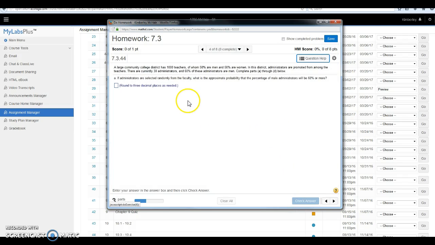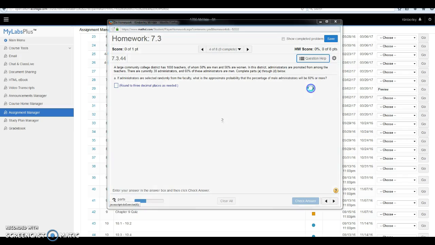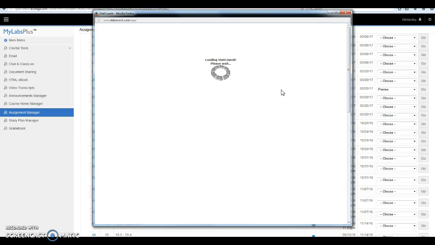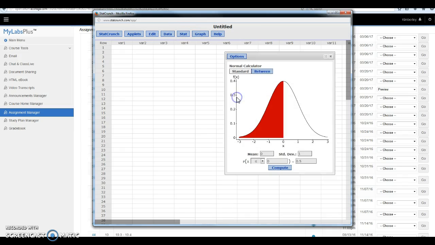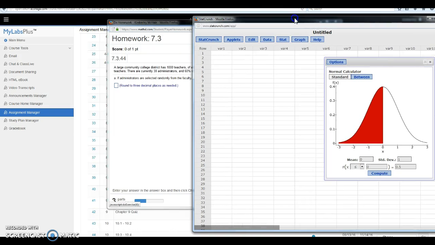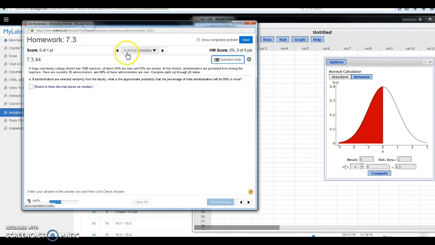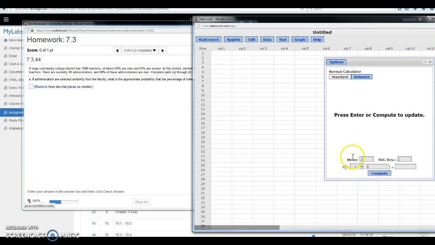So let me do part A. Let me get my calculator out. This is going to be approximately normal, so I'm going to open up StatCrunch and use the normal calculator: Stat, Calculators, Normal. Let me see if I can see both of these. The first thing I need is the mean, which is going to be 0.5. I need the standard deviation, which is the square root of 0.5 times 0.5 divided by 30.